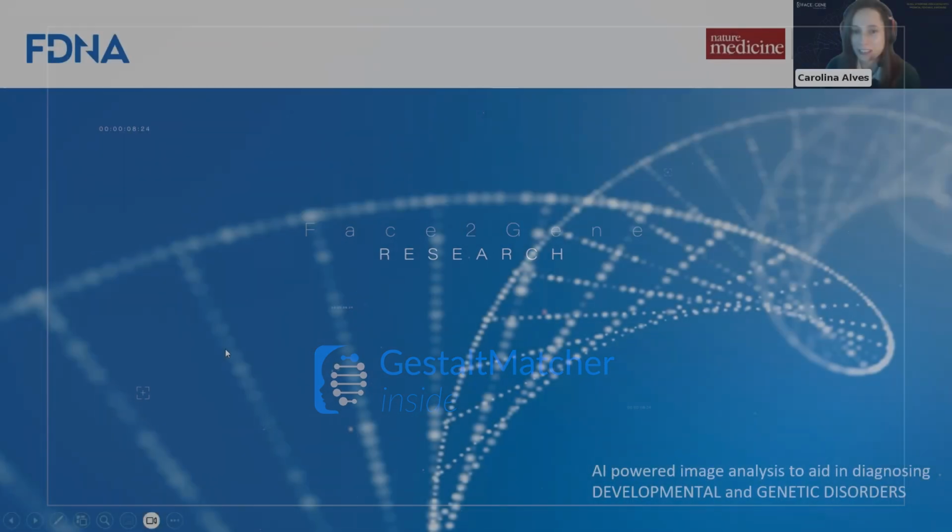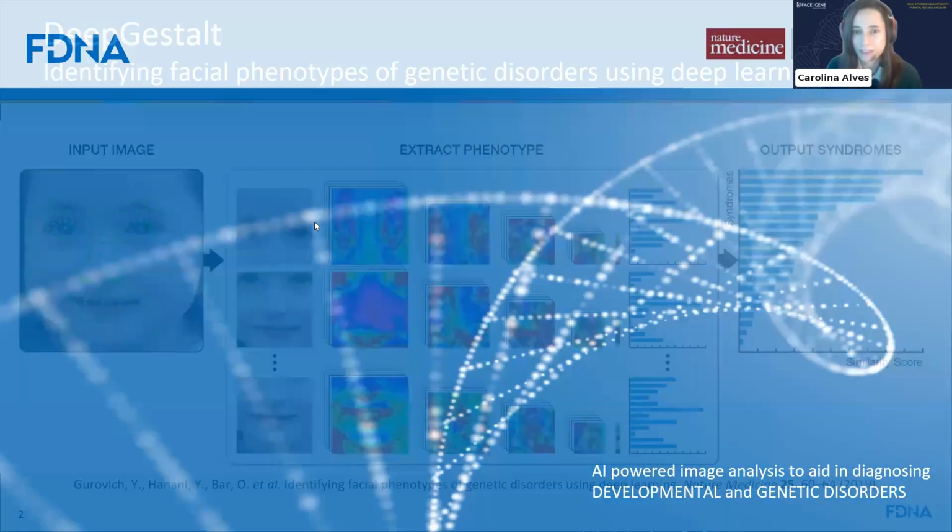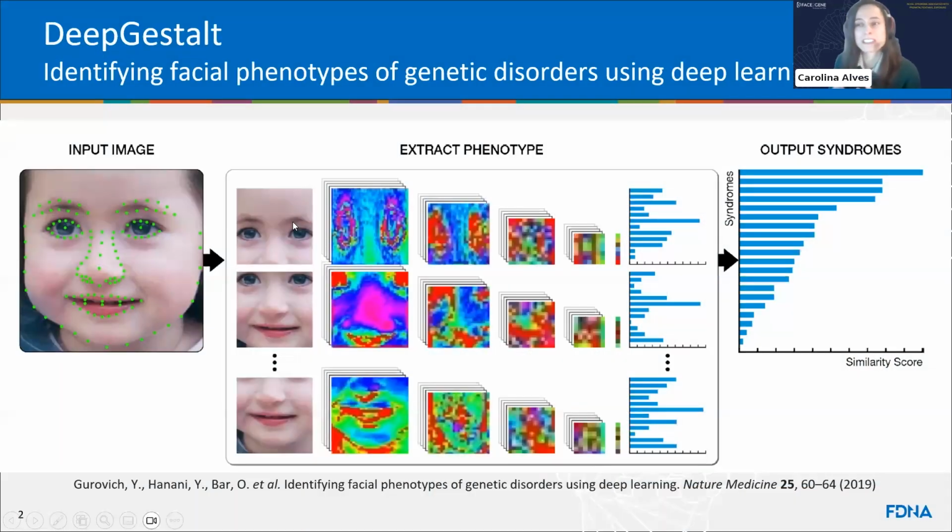So I would like to start my presentation with talking a little bit about Deep Gestalt, because this is the technological basis of the analysis that we did. Deep Gestalt is a deep convolutional neural network that has been trained using thousands of photos of children that are affected by different genetic disorders.